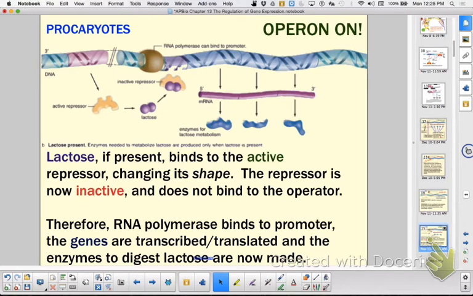Check with your bio buddy, see if they understand an inducible operon. Go ahead.